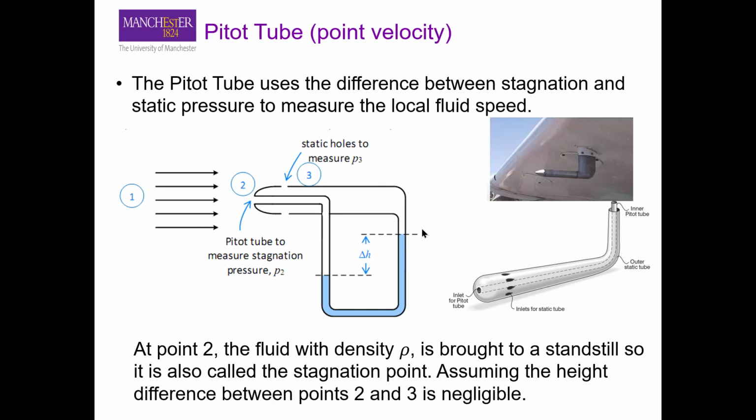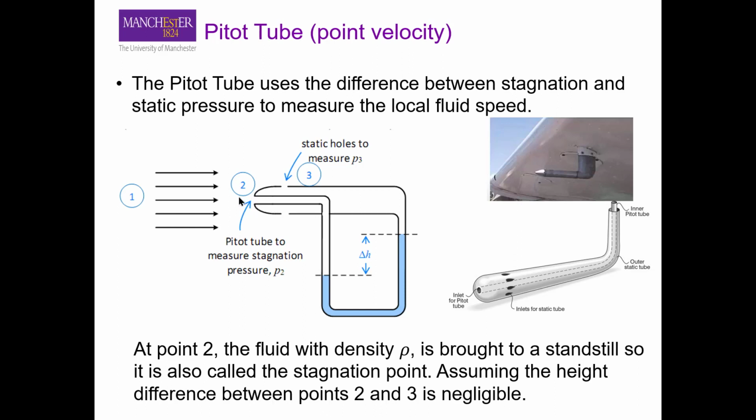So we can use the concept of stagnation pressure in a device that is called a pitot tube or pitot static tube. And actually, it is a device that uses the difference between stagnation pressure and static pressure to measure local fluid speed. Okay, so how does it look? It looks something like this, and this is very commonly used on, for example, planes and air jetliners to measure the velocity of the air.